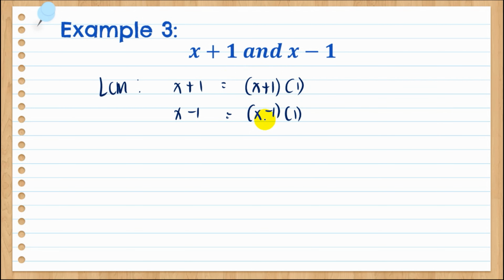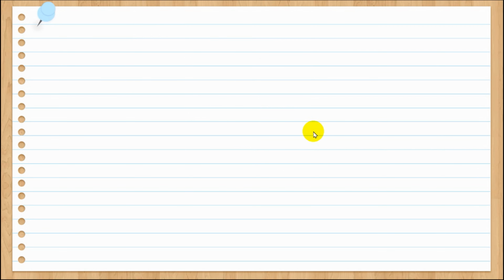Now, ano yung common? 1 lang, di po ba? So, ibig sabihin, kung 1 lang ang common and then meron tayong x plus 1 and x minus 1, yun yung magiging LCM natin. x plus 1 and x minus 1 will be the LCM for these two binomials. The quantity of x plus 1 times the quantity of x minus 1 can be divided by x plus 1 and also x minus 1. Okay? So, let's have example number 4.